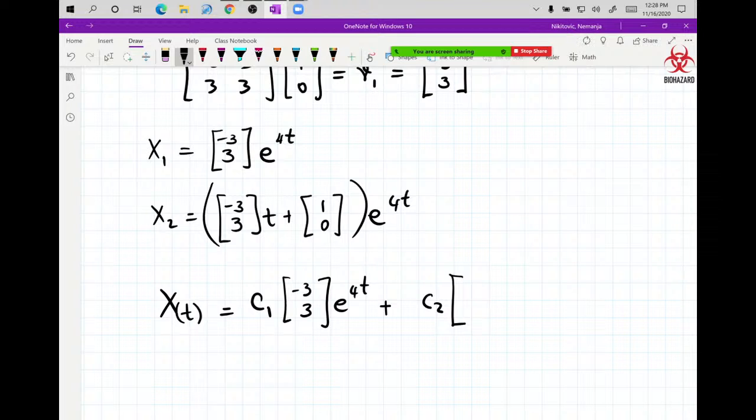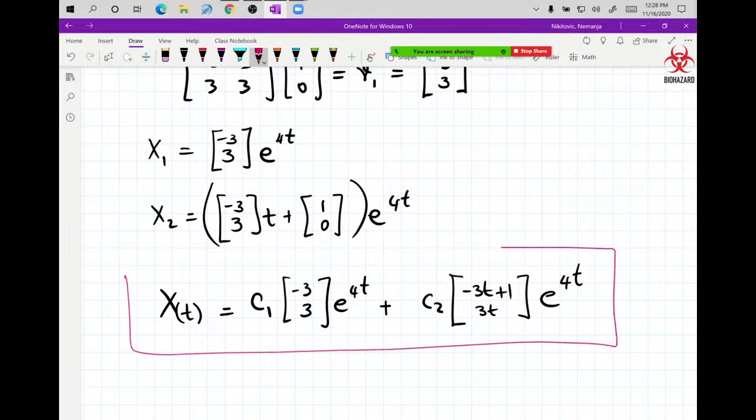You can do this: negative 3t plus 1, and then just a 3t e to the 4t. What I did is I just added two column vectors, right? I distributed that t to both negative 3 and 3. And then from the second one, I just added 1 and a 0. Obviously, 0 doesn't do anything. So here is the total solution to the case.